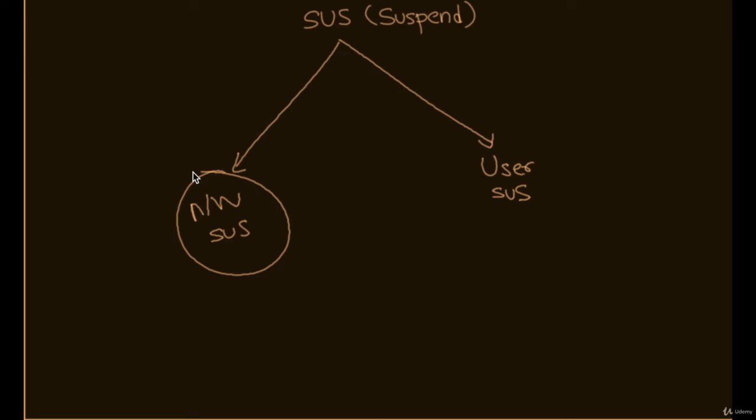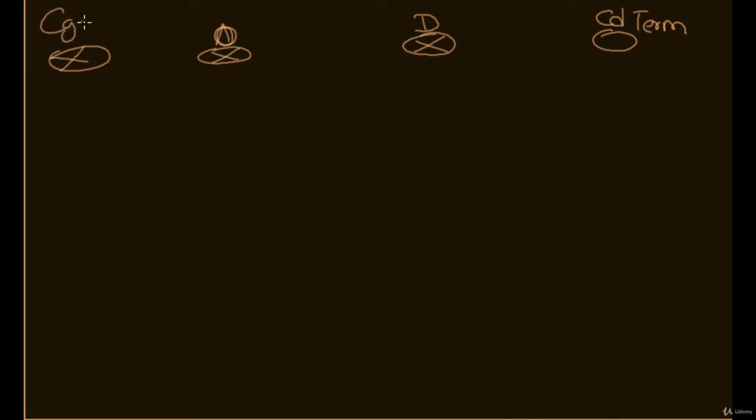For network initiated suspend, the suspending controller exchange is going to be the destination exchange. We'll see in the call flow, it will become more clear. So this is the originating exchange, this is the destination exchange, and this is the terminal of the called party, this is the terminal of the calling party.